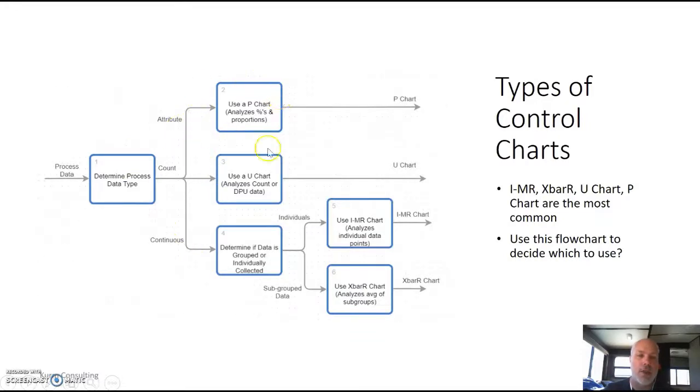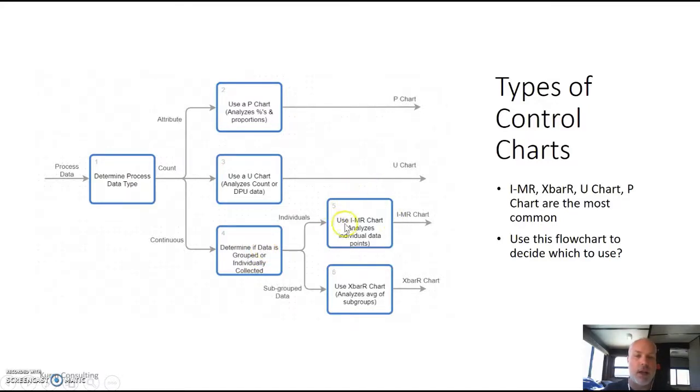So if you're dealing with attribute data, a P chart is the most common one you use. If it's count data, it's a U chart. Both of these types of control charts are things that you can find in any statistical package, and also some Excel add-ons as well. Again, it's something your coach can help you with and figure out. And then of course, if it's continuous data, you've got a few more charts at your disposal.